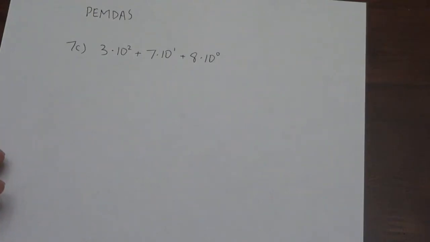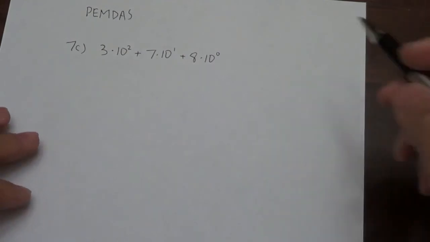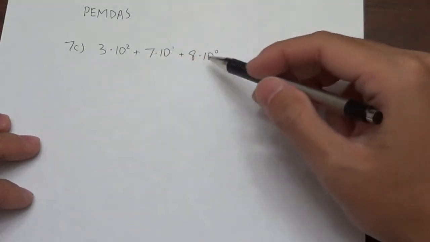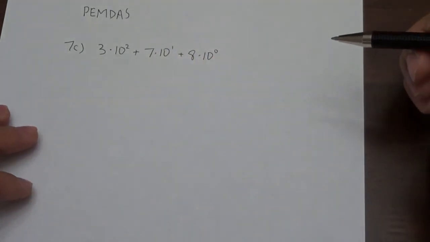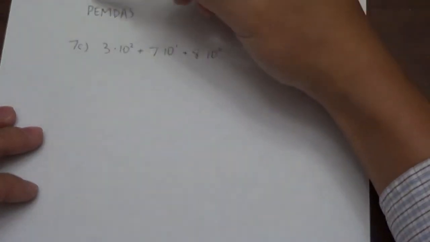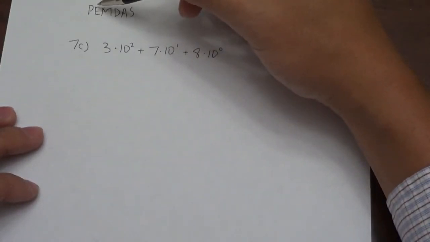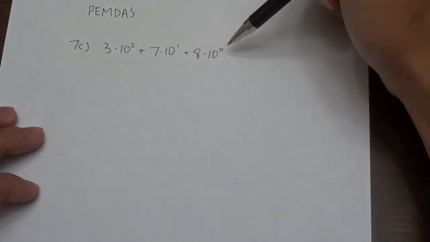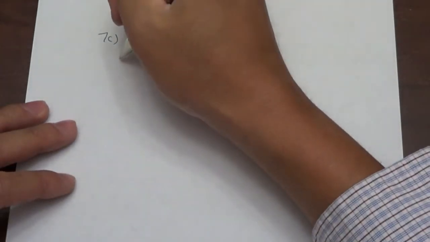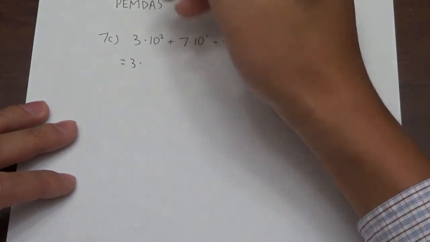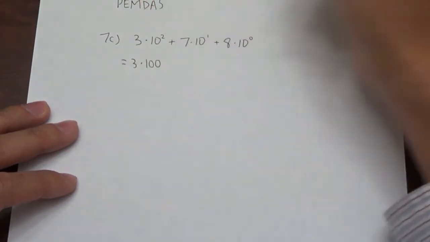For number 7C, we are to use order of operations to simplify this expression. So we go down our list. There's no parentheses, so the next one we're looking for is exponents, and we have 3. So we need to figure out what the exponents are first, and 10 to the second power is 100 because it's 10 times 10.